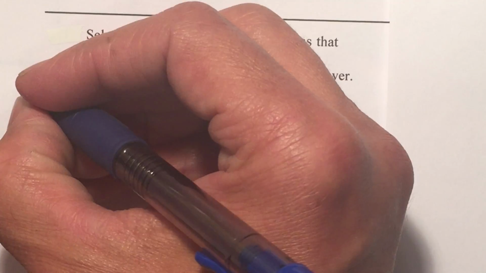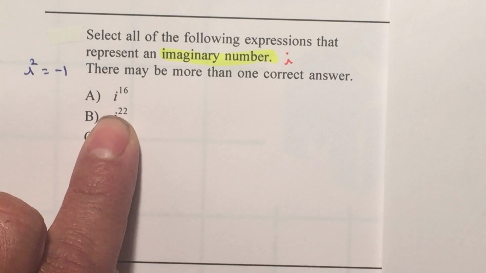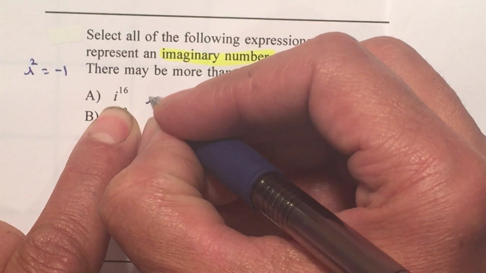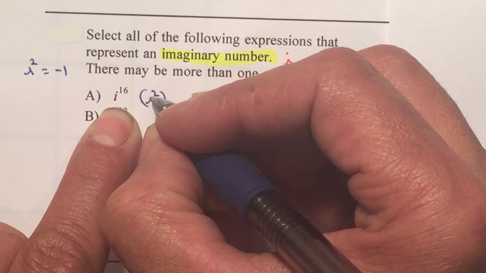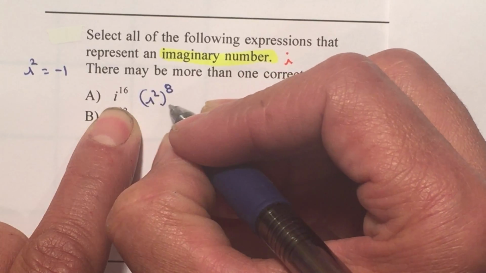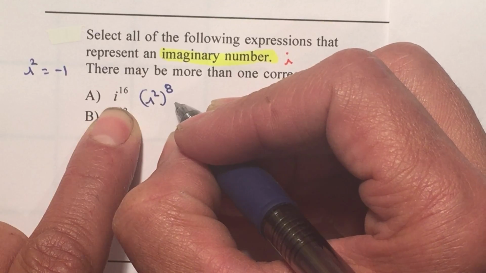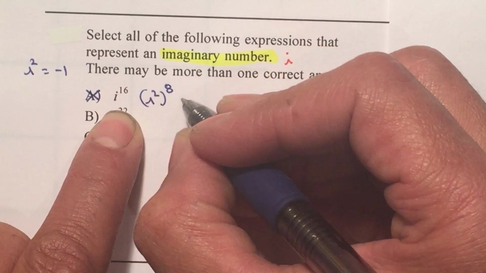We know the definition that i squared is equal to -1. And that's the definition that we're going to use. So let's start with letter A. i squared. How many i squares do I have in 16? 8. Because 2 times 8 gives me 16. Do I have any i's left? No. So therefore your answer will not have an i. So that will not be my answer. But let me go and continue on.